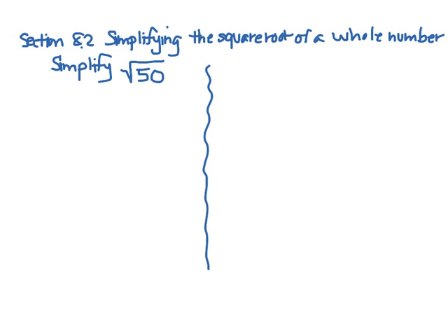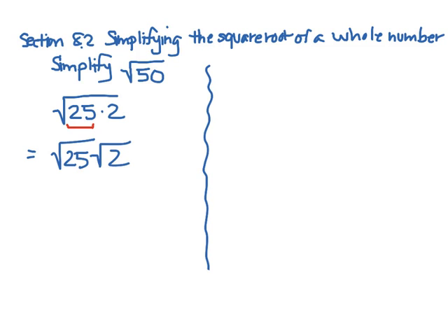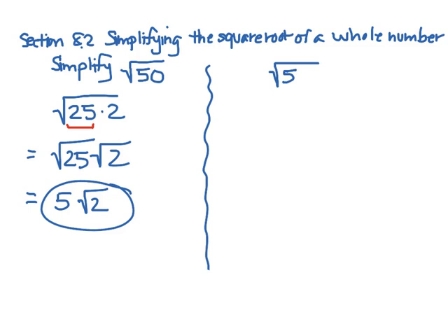Okay, let's try another example. Let's say we want to simplify the square root of 50. Now if you know your factors and you know your perfect squares and you're very comfortable with that, you can recognize immediately that 50 is the same as 25 times 2. And we see that 25 is a perfect square. Right. So square root of 25 times the square root of 2, and square root of 25 is just 5 times the square root of 2, right? So there's our answer.